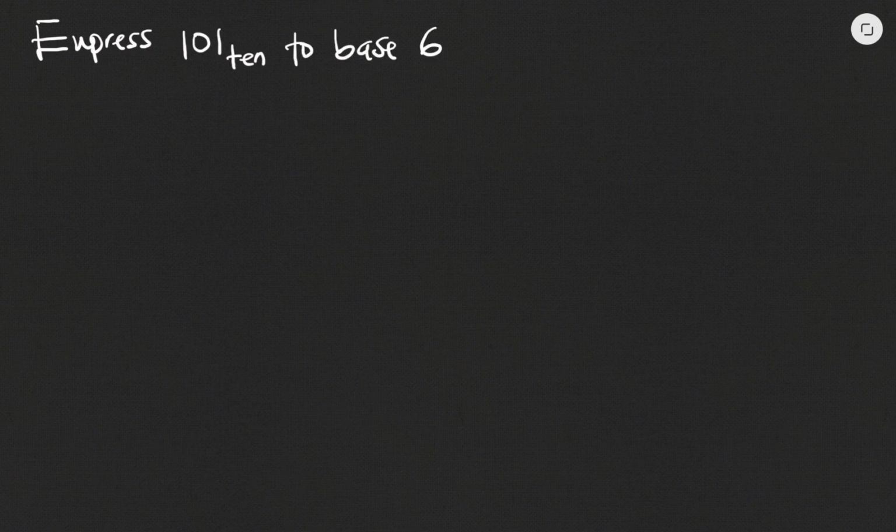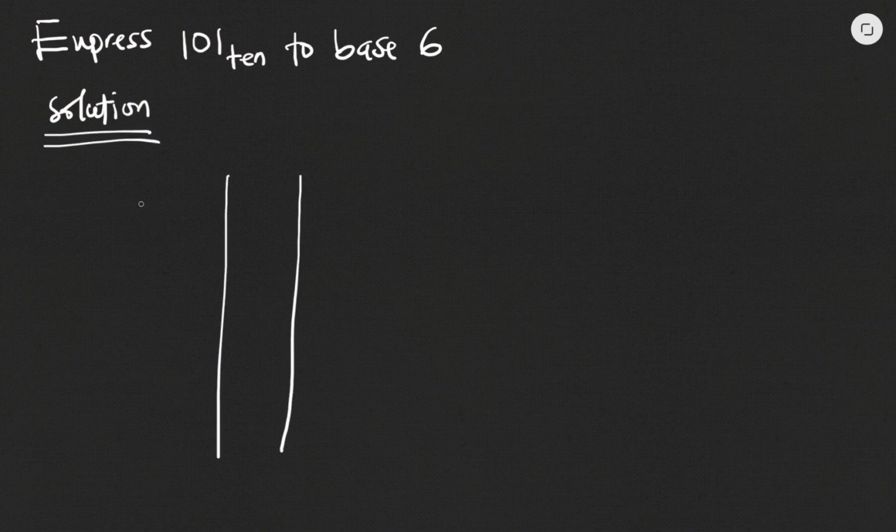Okay, so let's have a look at one final example. So we are to express 101 base 10 to base 6. Okay, so this is very easy, and just like we've dealt with the first 3 examples, we are going to do the exact same thing to this example as well. So I draw out my lines, my remainder is here, my number is here, and then my base is here.